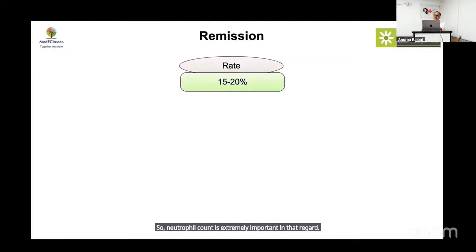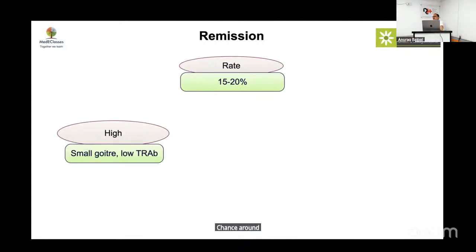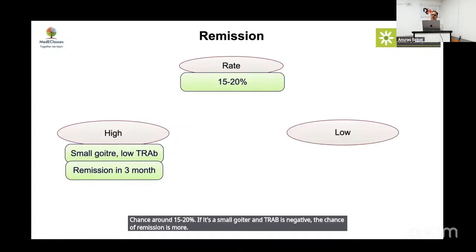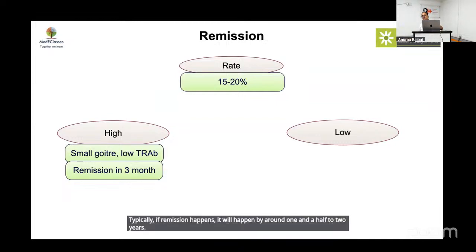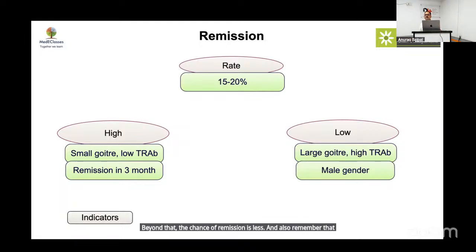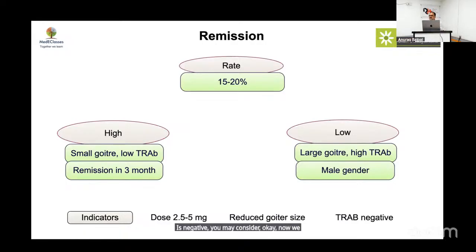Now, remission, as I said, is less common, particularly for prepubertal male individuals with large goiter, where chances are around 15 to 20%. If it's a small goiter and TRAB is negative, the chance of remission is more. Typically, if remission happens, it will happen by around 1.5 to 2 years. Beyond that, the chance of remission is less. Also remember that male gender, which I said, has a chance of remission. So if you're on very, very small doses, 2.5 to 5 milligrams, the goiter size has come down, and TRAB is negative, you may consider, okay, now we can stop the treatment and see how it goes.